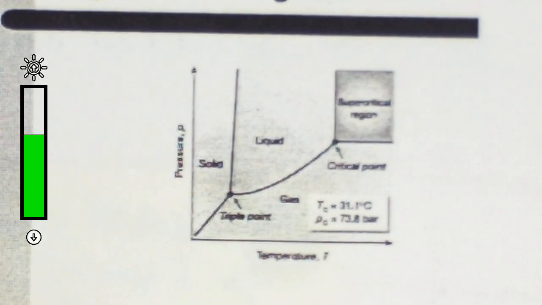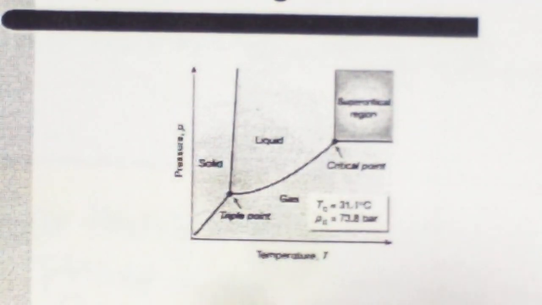All right, so notice that this graph has no numbers on it because this is like a standard general graph. All right, and so it's not for any specific substance. And again, just like yesterday, every substance has this graph. And so there are two points we're looking at on this graph. The first is this triple point.